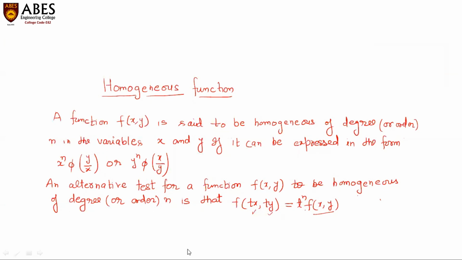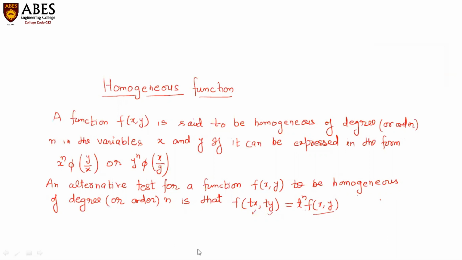A function f(x,y) is said to be homogeneous of degree or order n in the variables x and y if it can be expressed in the form x to the power n phi(y/x) or y to the power n phi(x/y).